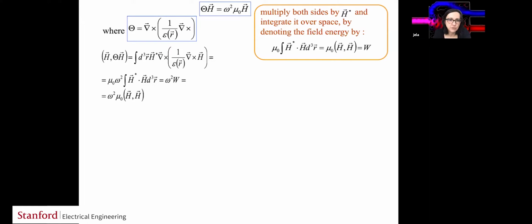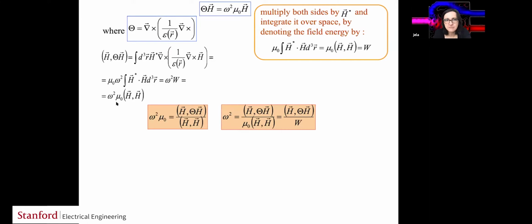Okay, so what we will do now is we will just divide both sides of the equation with energy, right? And you can right away express that omega squared mu naught is H theta H divided by inner product between H and H, or you can write that omega squared is H theta H divided by energy. It's a very simple exercise. I mean, if you have any questions, let me know. But since it's very simple, we'll just follow the derivation on the slide instead of writing it again. There is nothing new here. We just wrote it as expression, right?